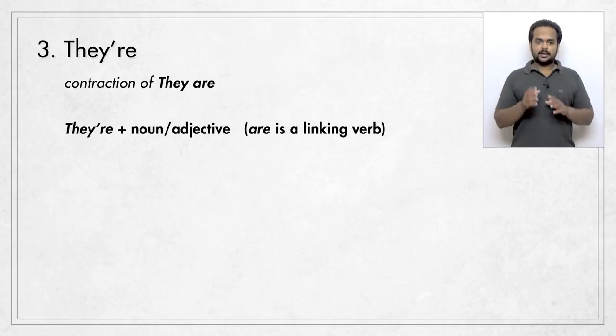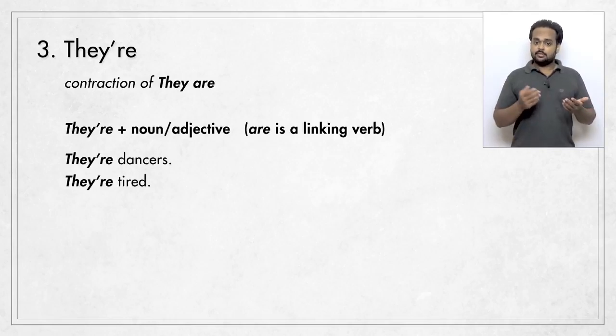The first is when are is used as a linking verb with a noun or adjective. For example, they're dancers. They're tired. What I'm saying here is they are dancers and they are tired. But again, when we speak naturally, we just say they're.